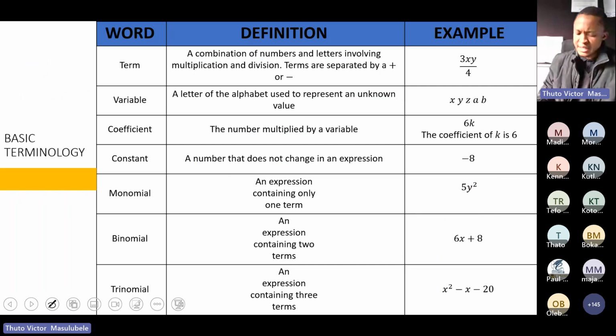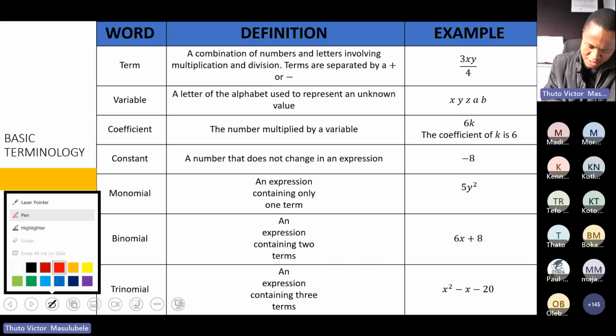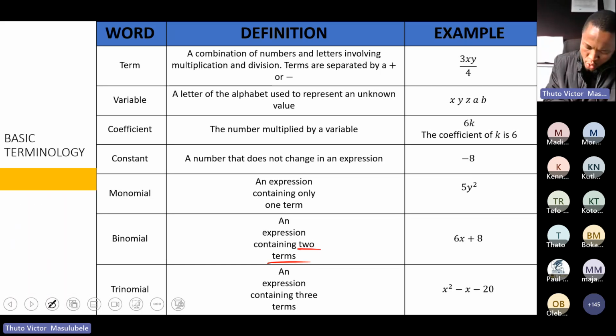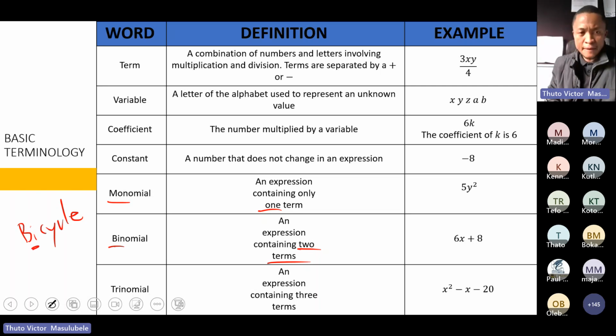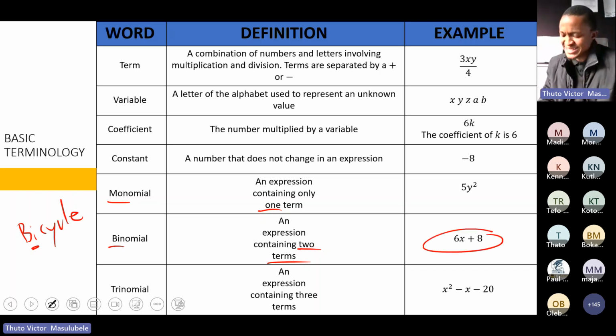Now, a binomial, it's self-explanatory, grade 8. It's an expression that contains 2 terms. So if you have 2 terms, we'll call it a binomial. Remember, mono goes along with 1 and bi goes along with 2. Hence, we have the word bicycle. The word bicycle simply means that you're dealing with an object that has 2 wheels. So remember that. Binomial, 2 terms. An example would be 6x plus 8.